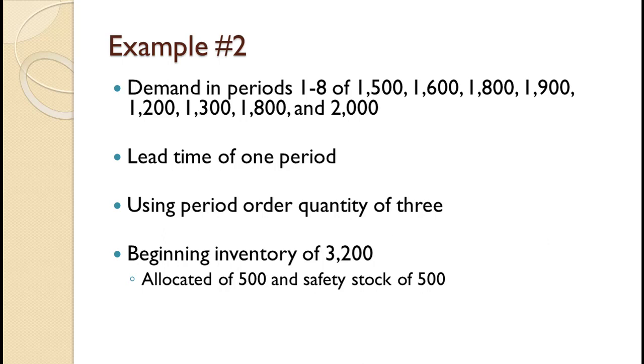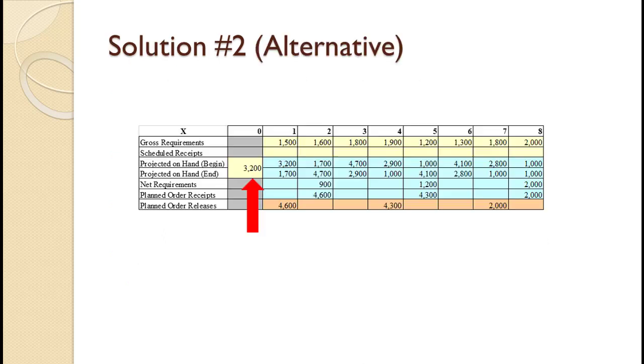As before, we do not adjust the beginning inventory. Period 1 has adequate inventory. In period 2, there's adequate inventory, but 1,700 minus 1,600 equals 100, which drops below the floor of 1,000. Since this is a period order quantity of 3, we order the net requirements of 900 for period 2 plus the gross requirements of 1,800 and 1,900 for periods 4 and 5 for a total planned order receipt of 4,600.